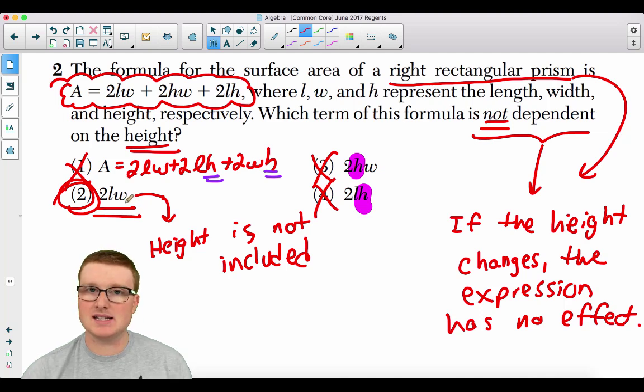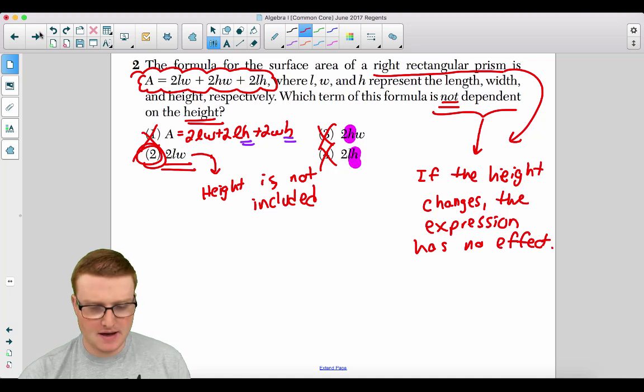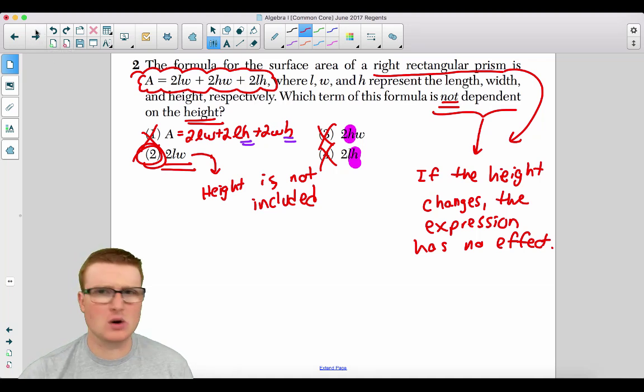You're looking for the one that essentially does not have an h in it. Your answer is choice 2. I found that to be quite interesting because they never tested that before on the Regents exam.